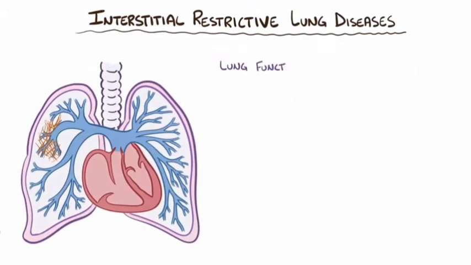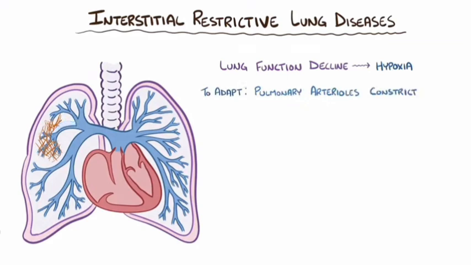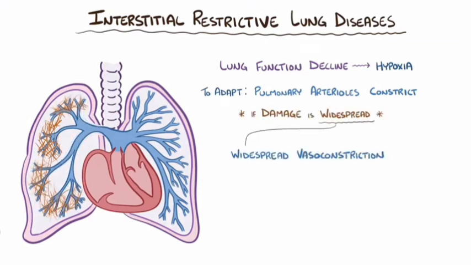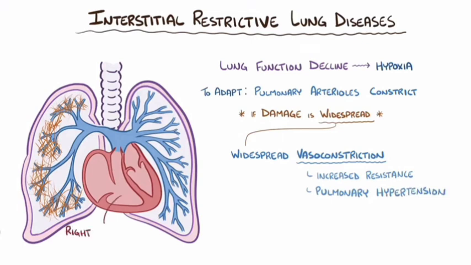Over time, as lung function declines, there can be hypoxia. To adapt, the pulmonary arterioles start to constrict, which effectively shuttles blood away from the most damaged areas of the lung. But if the damage is widespread, then there's widespread vasoconstriction of pulmonary arterioles, and that increases pulmonary vascular resistance in general. Increased resistance increases pressures, called pulmonary hypertension, and that makes it hard for the right ventricle to pump out blood, and this can lead to right ventricular hypertrophy, all of which is a process called cor pulmonale.